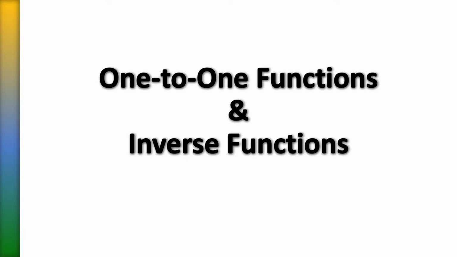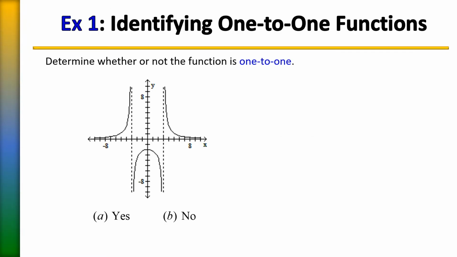One-to-one functions, and inverse functions. In this example, we're asked to determine whether or not the function is one-to-one. Recall that in a one-to-one function, each y value is paired with exactly one x value. In other words, you cannot have two or more of the same y value.